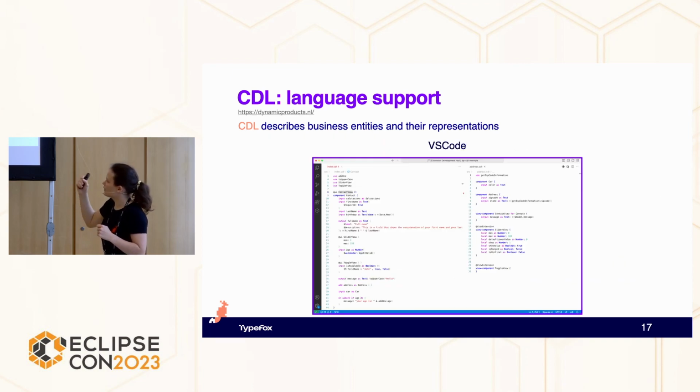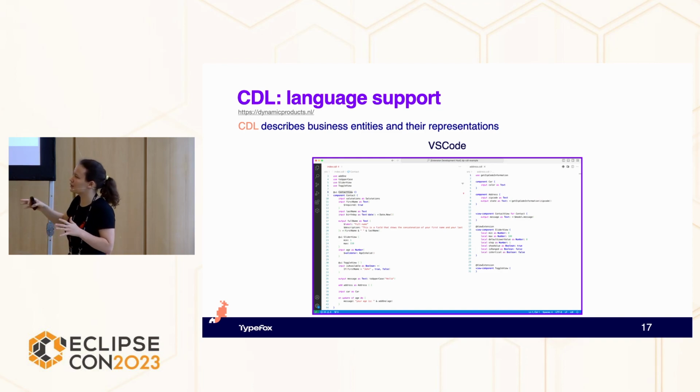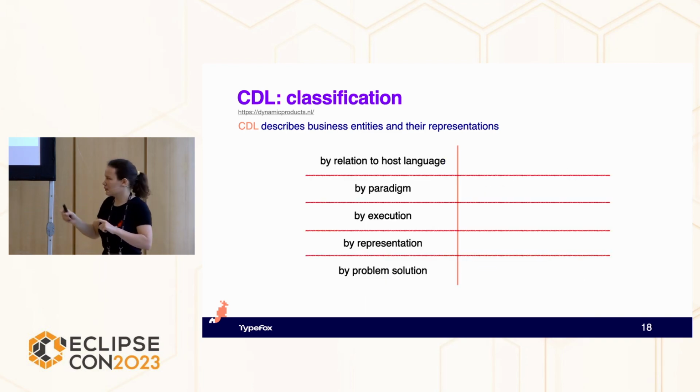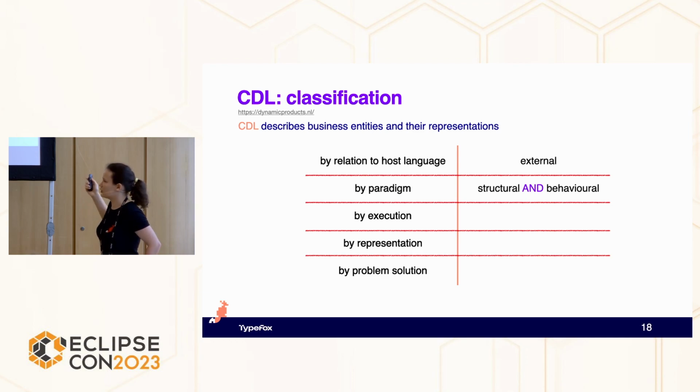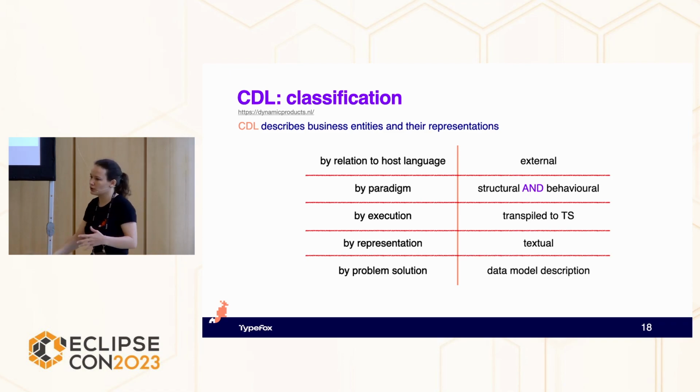And finally we should discuss classification, so how we can relate this language. You can play with me and do some tests, guess earlier than I can. Open the answer. It's an external DSL. It's structural and behavioral, so it's one of the moments when the language combines both paradigms. It is transpiled to TypeScript. By representation it is textual, and the problem solution is data model description. So we describe our data model and then do further code generation.